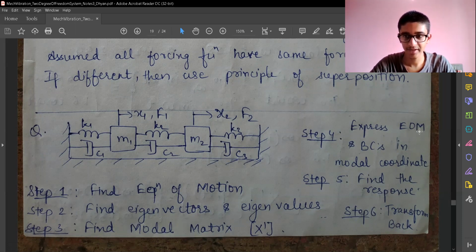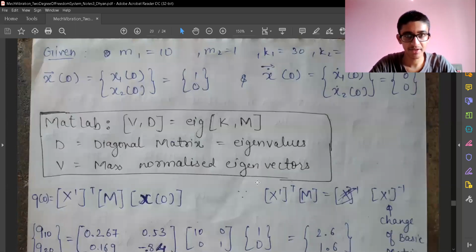Then we need to express the equation of motion, which we got in step 1, and the boundary conditions, which will be given in the question, in modal coordinates. So we have to convert from the old coordinate system to the new coordinate system, that is, the modal coordinate system. Then we need to solve those equations. Since these new equations of motion are decoupled, we can directly get the response from them. Then we need to transform back the response, which is q right now, into the old coordinate system, which was x. So again, we'll need to use the modal matrix in a different way. So let's start with it.